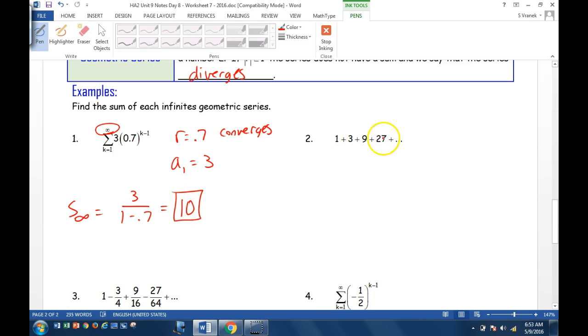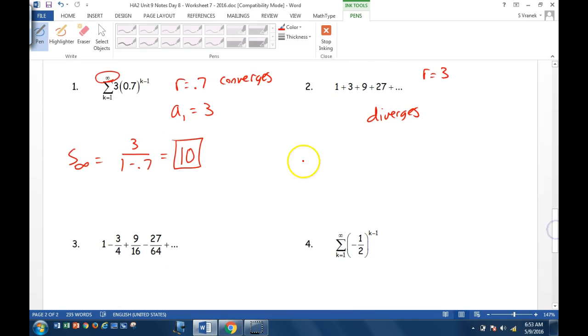If you look at 2 here, the numbers are getting bigger, which is bad, and that's because r is equal to 3. Since r is equal to 3 and it's bigger than 1, we say this diverges. And then we're done. We can't find the sum. Do not find the sum of that, because think about it, it's never approaching a number. It'll just go on forever.